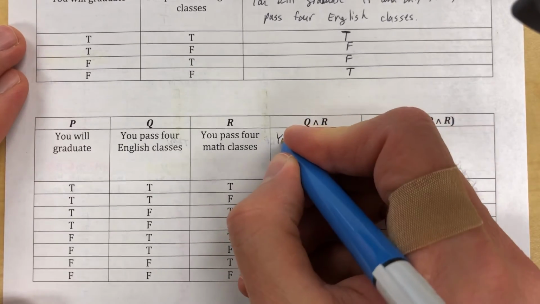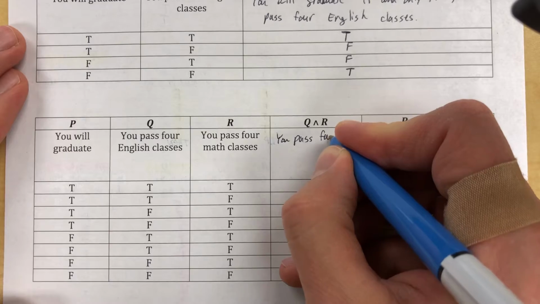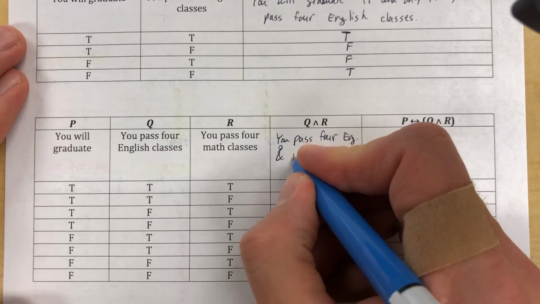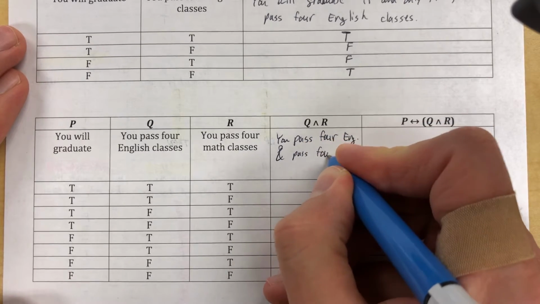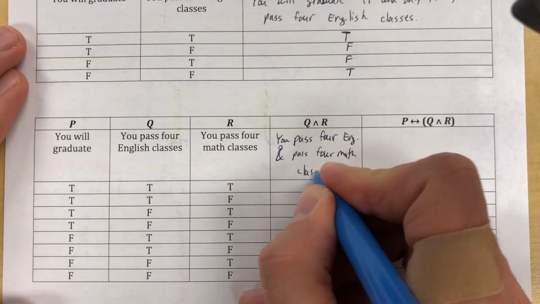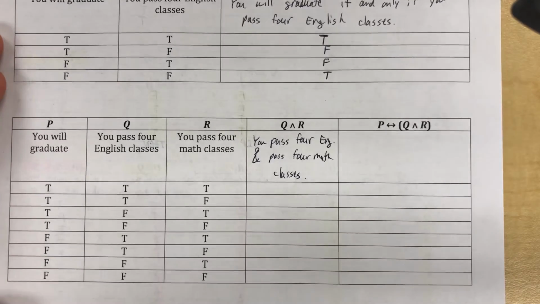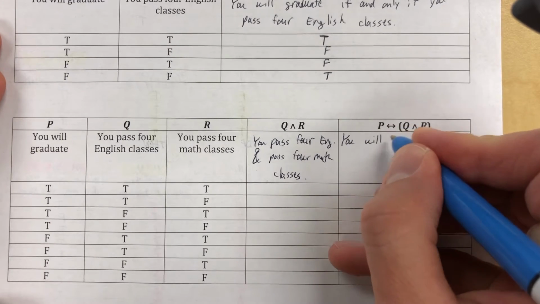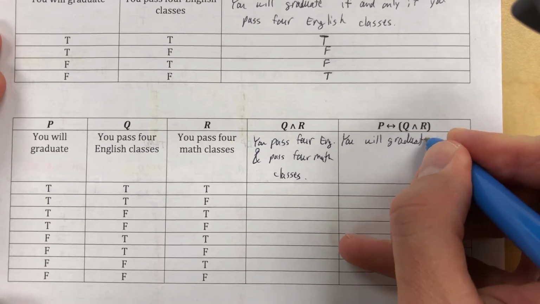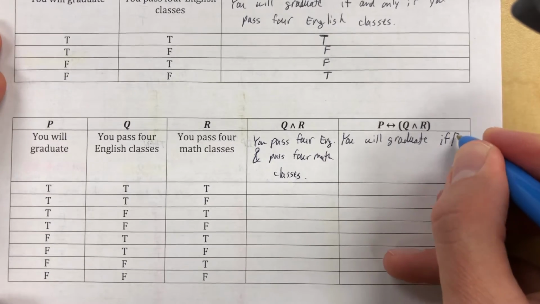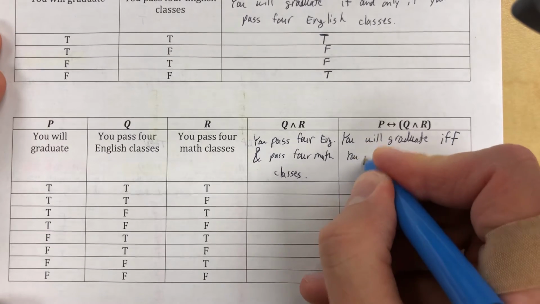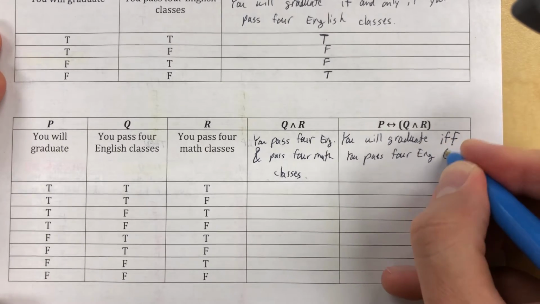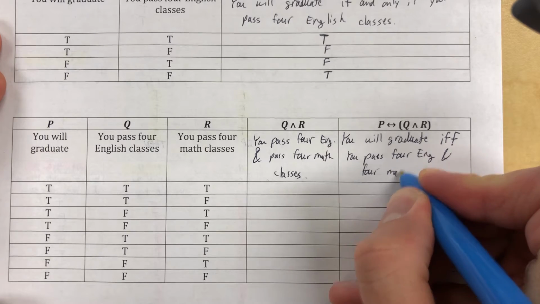Q and R. You pass 4 English and, I used the ampersand, pass 4 math classes. I clearly did not pass a penmanship class. Okay, P, you will graduate if and only if you pass 4 English and 4 math classes.